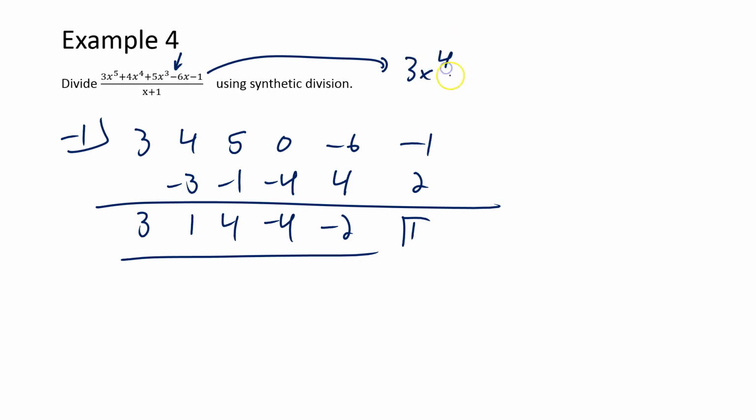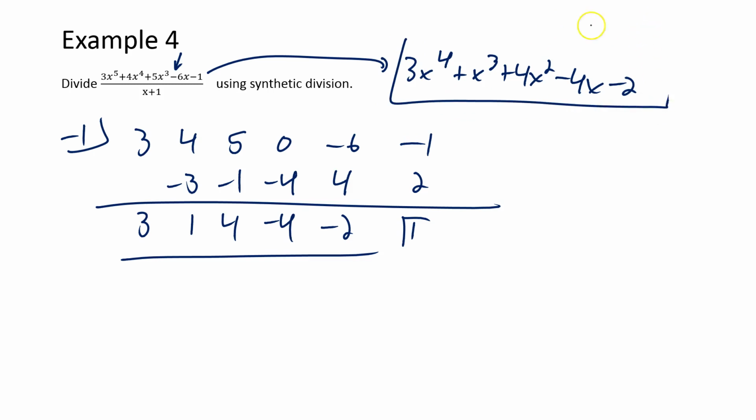3x to the 4th. Makes sense. Doing x to the 5th divided by x should be to the 4th power, so 4, 3, 2, 1, 0. So plus 1x cubed plus 4x squared minus 4x minus 2, and then plus a remainder of 1, still trying to be divided by x plus 1.